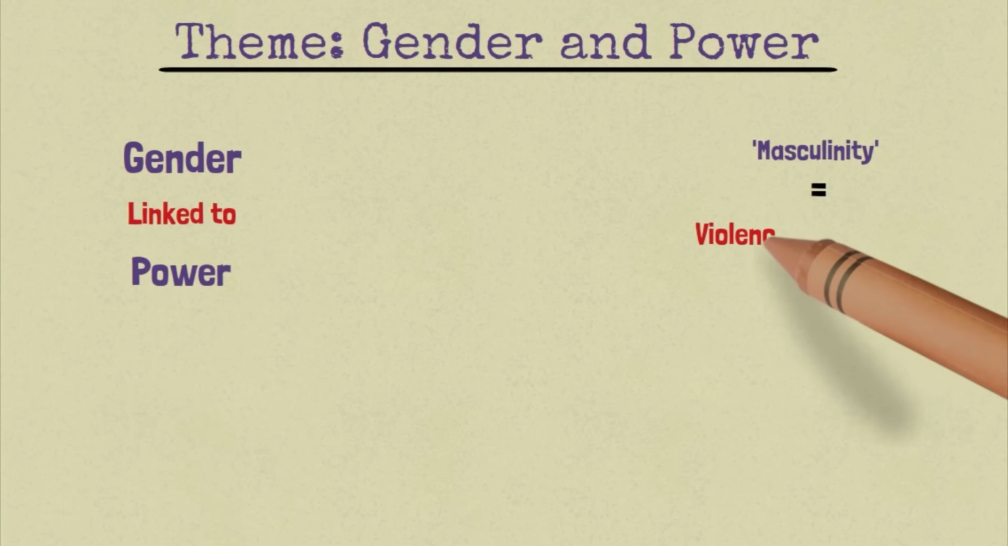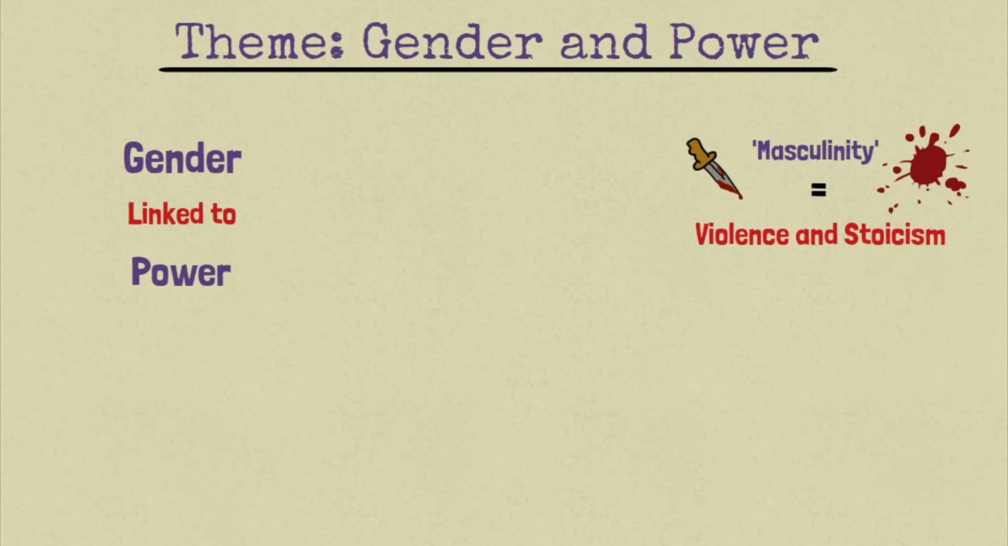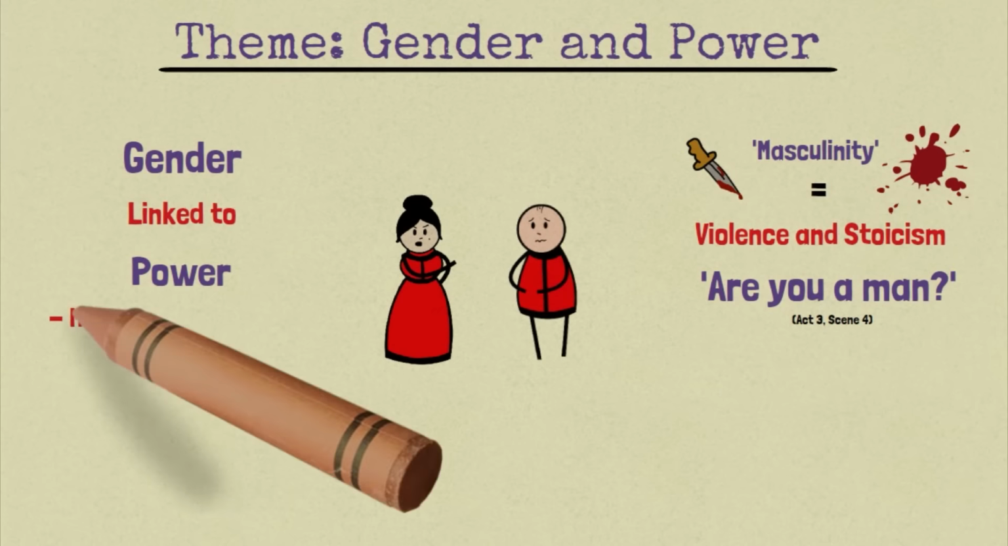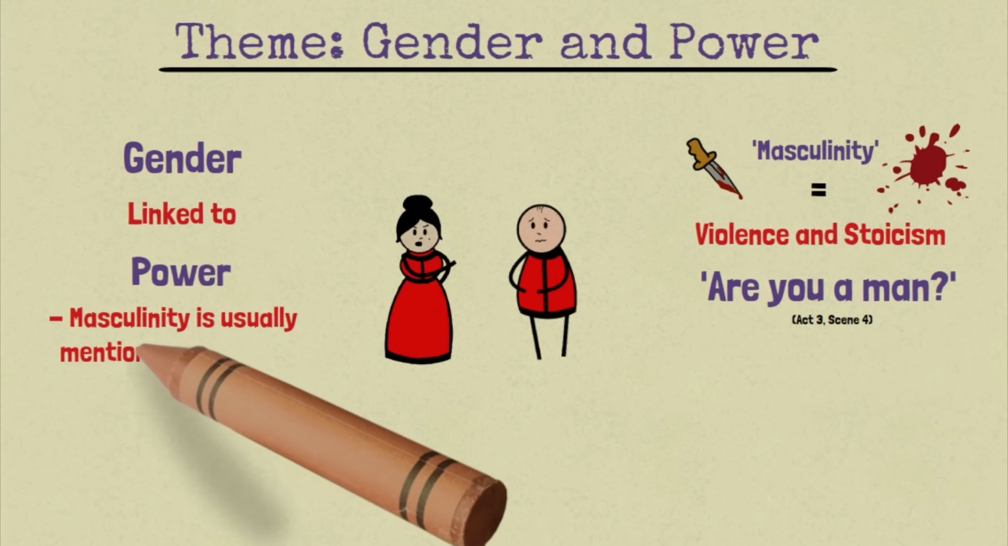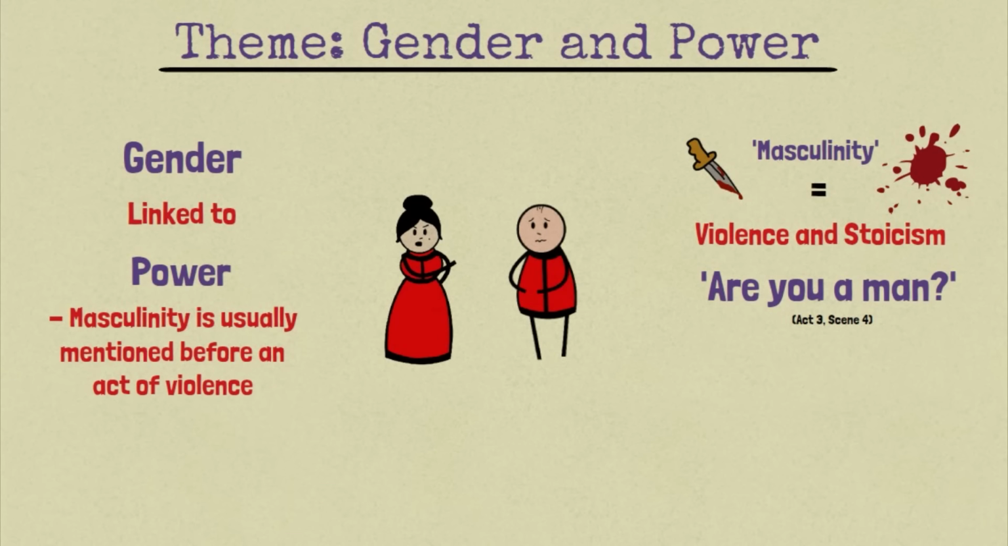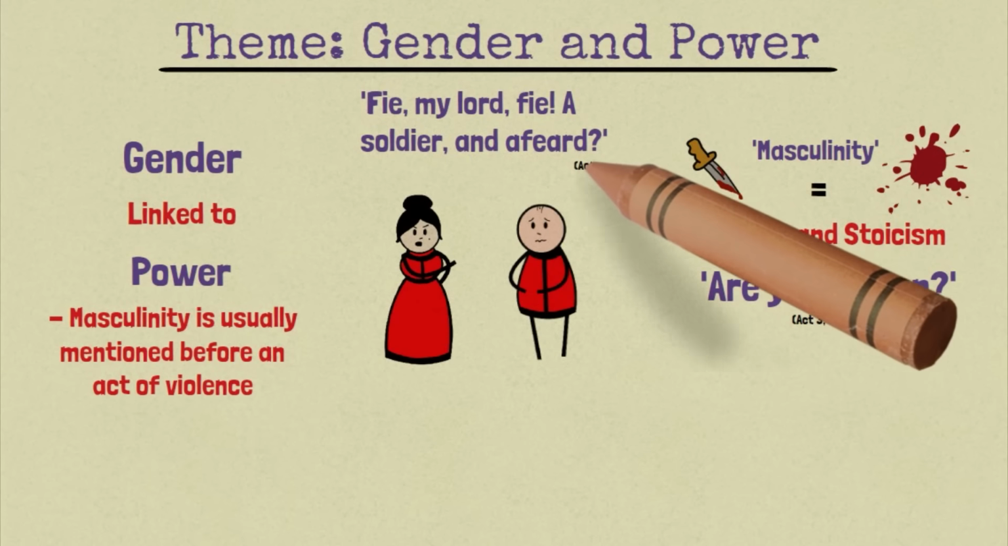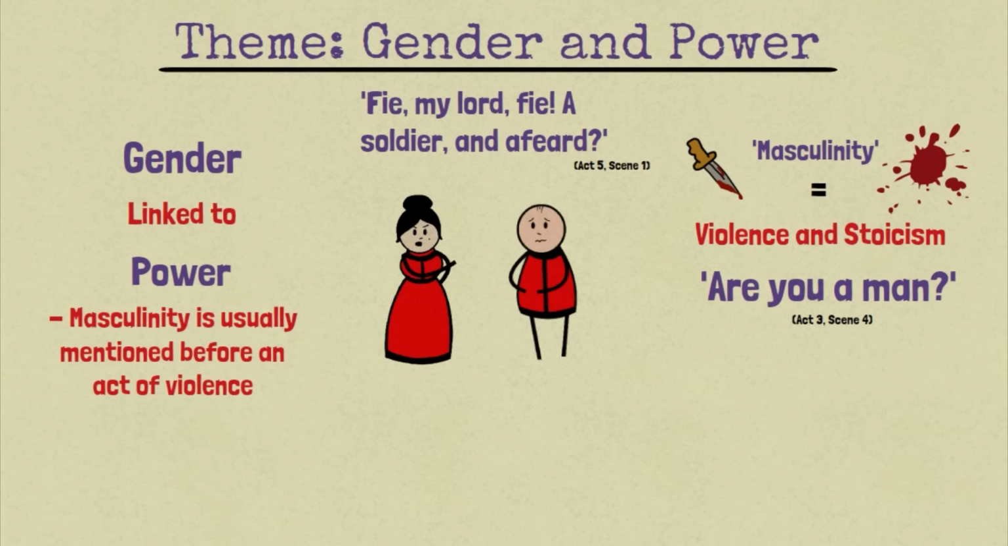Masculinity was often displayed through violence and stoicism, and those who don't conform to this image are labeled as cowards or have their manhood questioned. In fact, conversations about masculinity usually come up before acts of violence, and Lady Macbeth is particularly guilty of this, accusing Macbeth of cowardice in order to coerce him into killing Duncan.